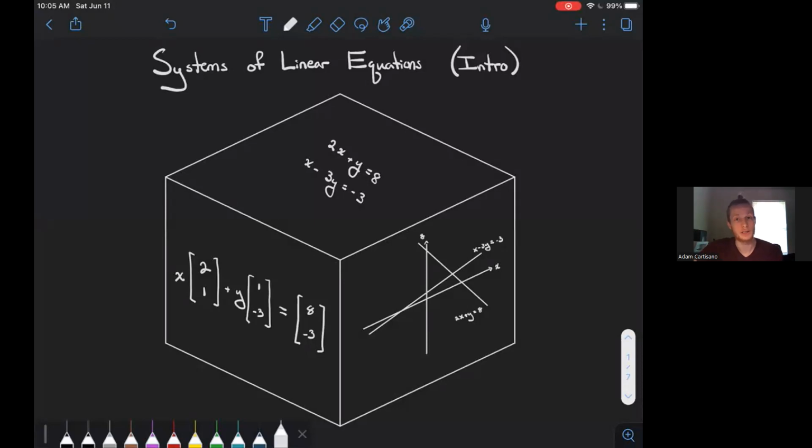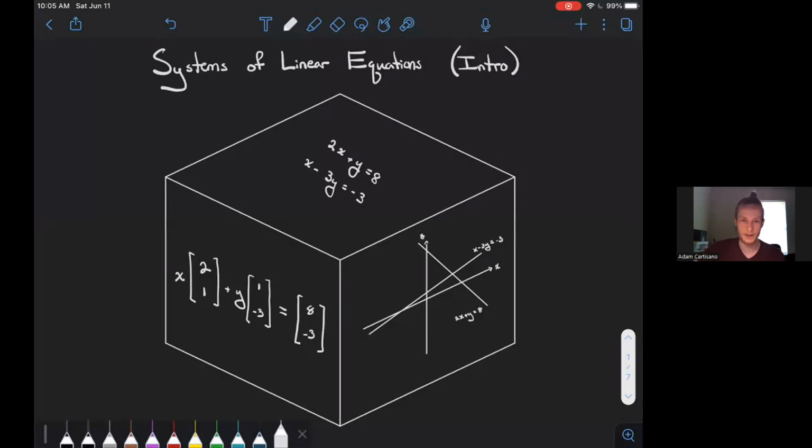Today we'll be talking about systems of linear equations. This is picking up after we finished talking about vectors. So, systems of linear equations. Today's video will be just an introduction. What are systems of linear equations?